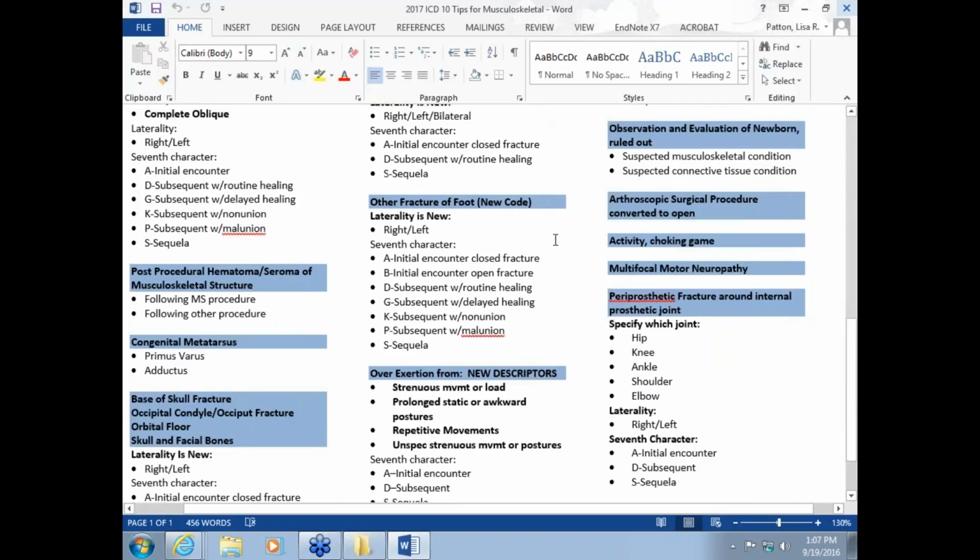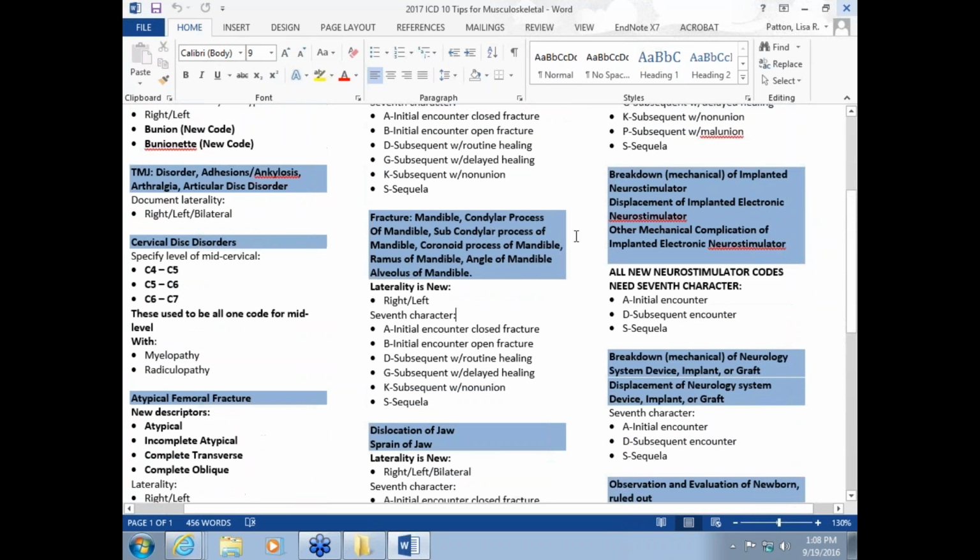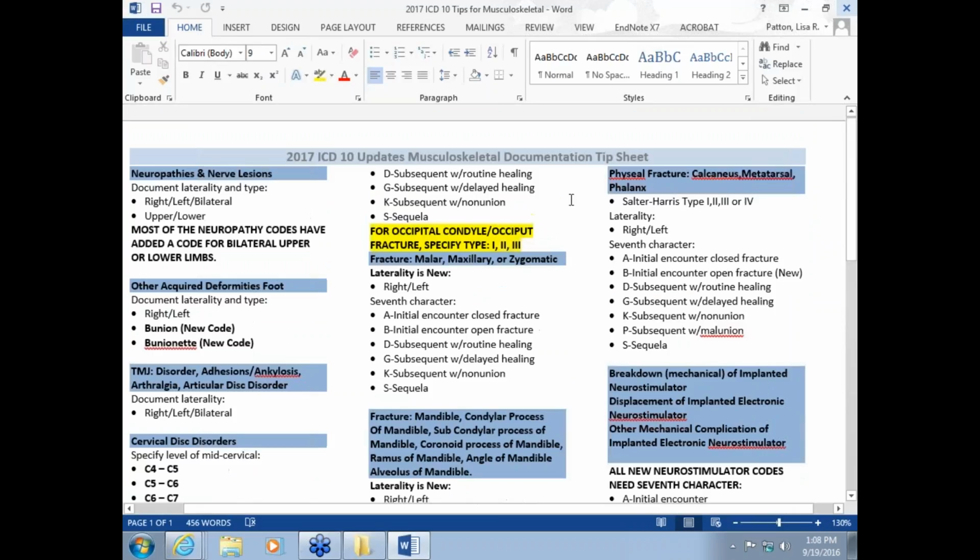And they have some new periprosthetic fractures around the internal prosthetic joint. The new part of this is they're going to have to specify which joint, a hip, knee, ankle, shoulder, or elbow, the laterality, and the 7th-digit character. So that is your new updates for musculoskeletal. We will be sending out emails with attachments on this so you don't have to write all this down and remember it. And we will be talking to your physicians.